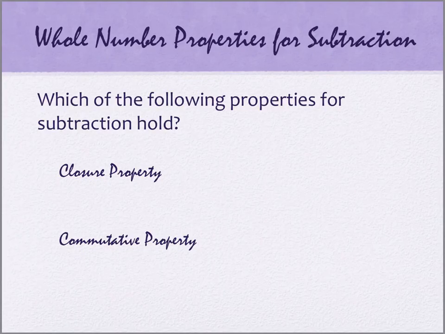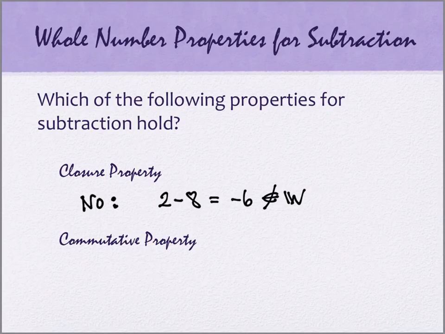The answer is no, actually. But if you say no, you've got to be able to tell me why not. Because negative numbers are not whole numbers. Okay, so Ty, can you give me an example of how that works? 2 minus 8. All right. 2 and 8 are whole numbers, but when I subtract 2 minus 8, I get negative 6. And this is not a whole number, right? So closure doesn't hold for subtraction.